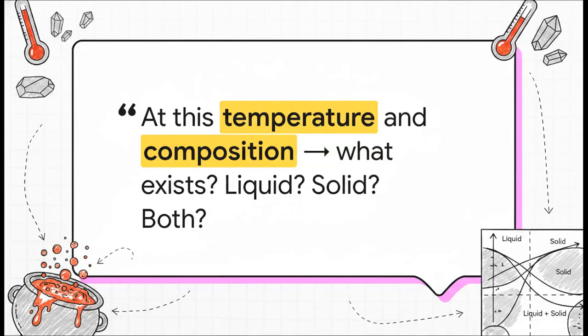And that brings us to the ultimate puzzle geologists have to solve. Imagine staring into this giant cooling pot of rock soup and asking yourself, okay, at this specific temperature, with this specific mix of ingredients, what actually exists right now? Is it all liquid? Is it solid rock? Or is it a mix of both? Well, a phase diagram is simply the map that answers that exact question. It gives us a crystal clear visual guide for this whole geological journey.